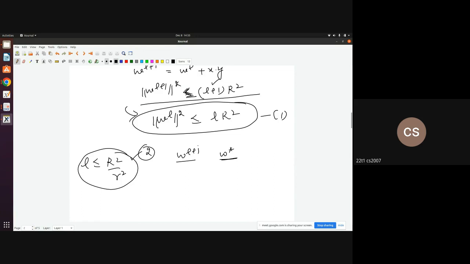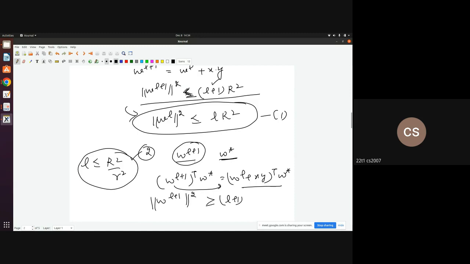We want to see how the weight vector at any point of time behaves with respect to W star. So we take the dot product of them, or you can say you take the transpose of them. When you expand this, WL plus 1 is equal to WL plus XY transpose W star, right? This is what you get. Now, when you further expand it, norm WL plus 1 square is greater than or equal to L plus 1 square gamma square, right?